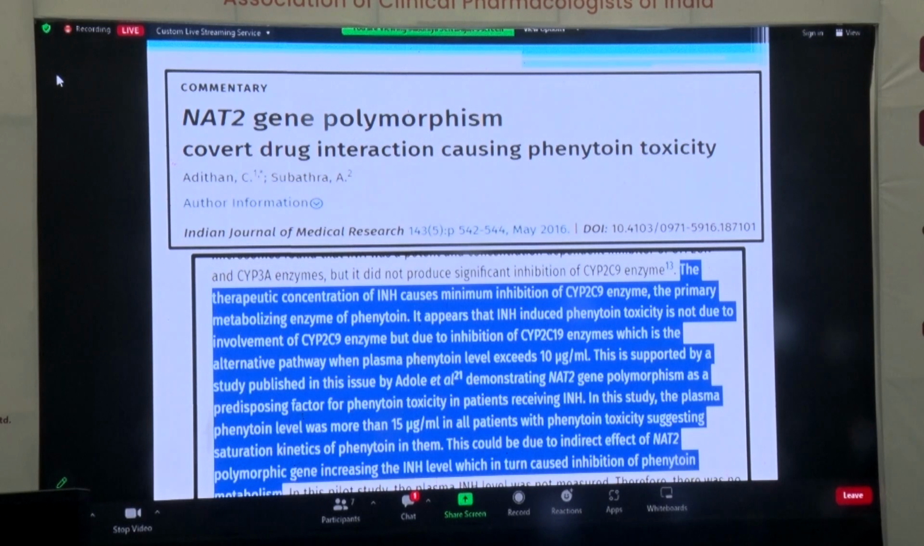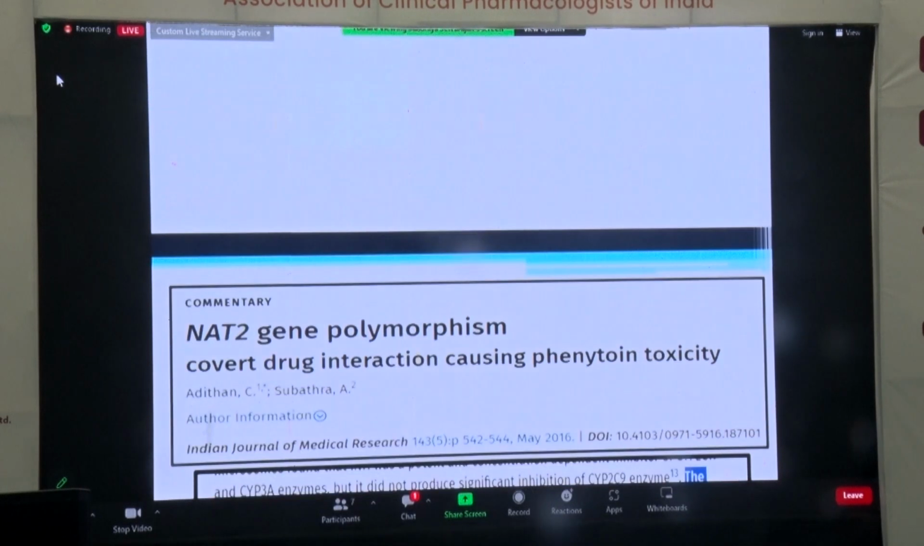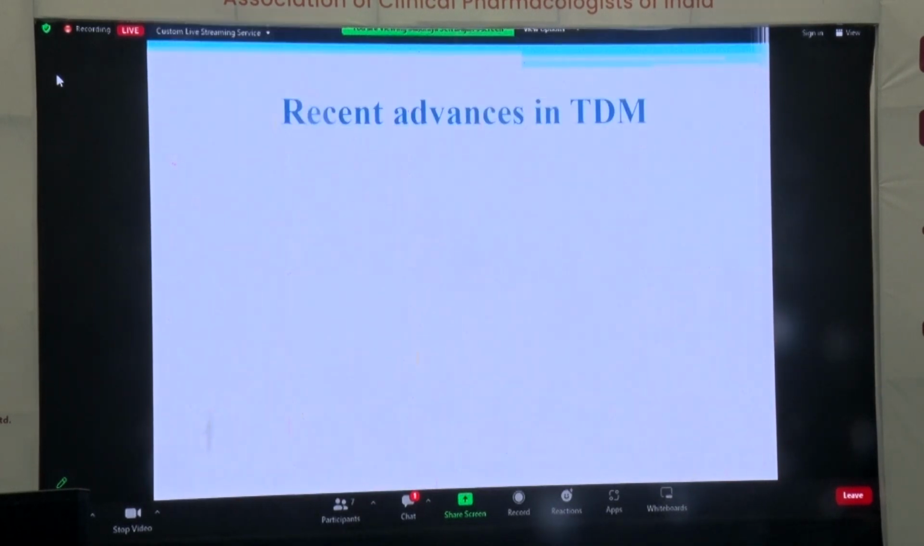So when we don't find any reason for toxicity, even if the drug level is within the normal therapeutic range, then these polymorphisms also could be looked for. Though in our resource-limited setup, it's not always possible to see the genetic polymorphisms and their effect on therapeutic range, if we have the facility, it is always good to look for the genetic polymorphisms also. Okay, so now moving on to the recent advances in TDM.